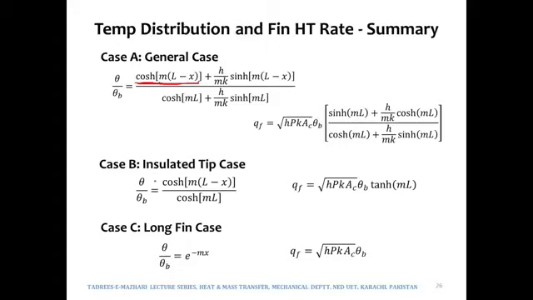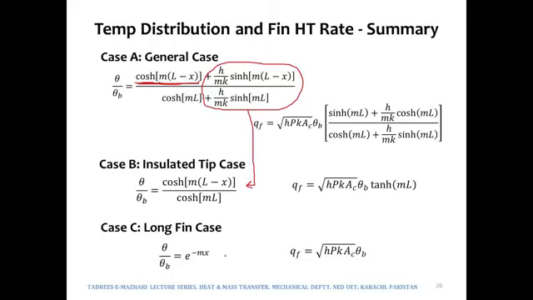And what happens in case B? See, this half just vanishes away. It is not there in the insulated tip case. So it is cos hyperbolic of ml minus x over cos hyperbolic of ml. This is how easily you can write the temperature distribution, or theta over theta b, for the insulated tip case. See, there is nothing to remember in the long fin case because it is simply e to the power minus mx, right? So there isn't any long expression that you would think how would you be able to keep track of it.